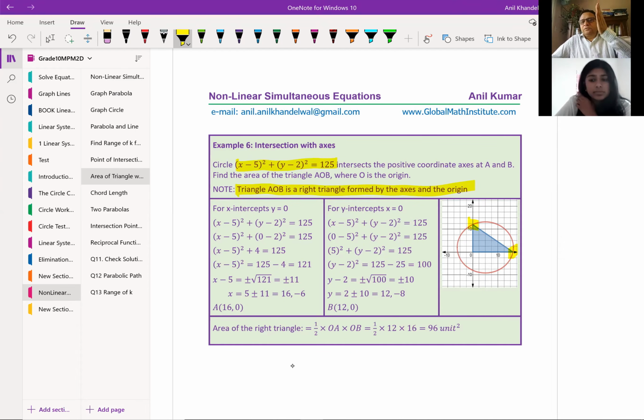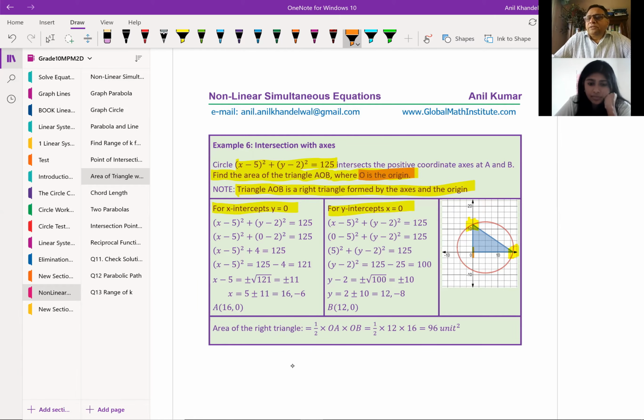So the equation of the vertical axis is x equals 0. The equation of the horizontal axis is y equals 0. So once you substitute those values, x equals 0, y equals 0, you get your intercepts. Once you get your intercepts, then you could actually form a triangle. Now, the important thing here is also to find the area of the triangle AOB, where O is the origin, right? So we are interested in this origin, which is already given to you.